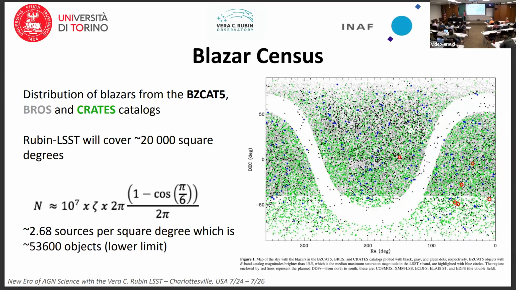And this is like a lower limit. We will expect to have more than 50,000 objects, but it's a lower limit. Just assuming that this parameter here, which is basically the fraction of regular objects that we have, is 4%. But this parameter really depends on the luminosity and redshift range. So, I repeat that this is a lower limit that we expect.